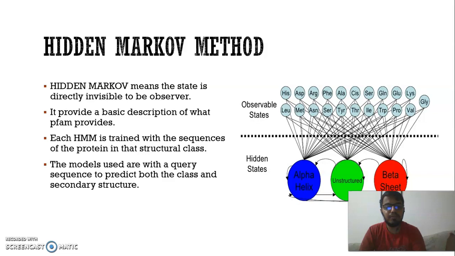Another tool which can be used for prediction of secondary structure is the hidden Markov model, where each residue has a probability with their hidden state, which are alpha helix or unstructured beta sheets. So hidden Markov model means that the state is directly invisible to the observer. It provides a description of what PFAM provides. Now, each HMM is trained on sequences of proteins for particular structures. Now, the models are used to predict the secondary structure for those queries.